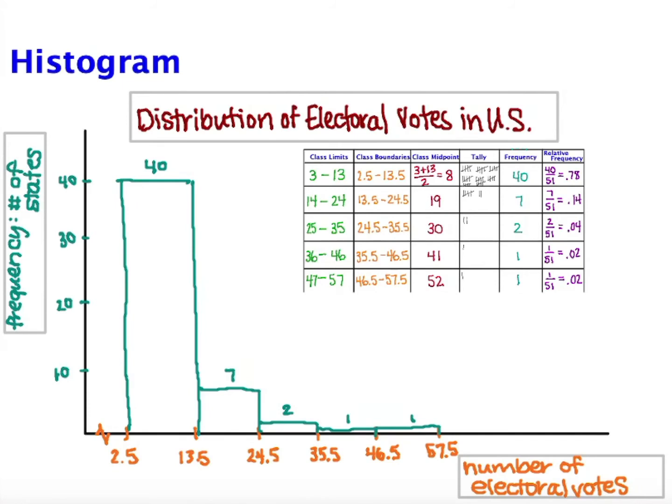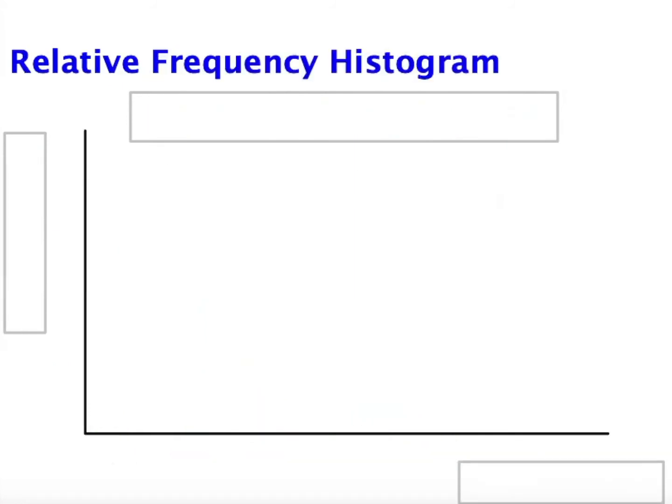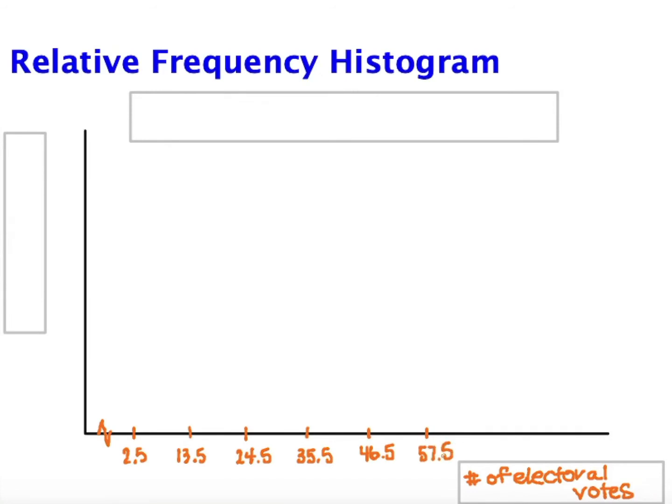And now we'll go ahead and do our relative frequency histogram. The beauty in this is that everything is set up the same way to start. Except on the y-axis, it's not just frequency, it's relative frequency. And we can reflect that in the title as well.